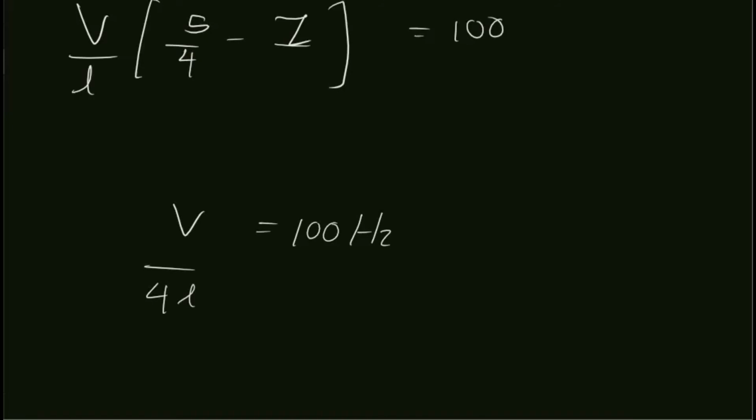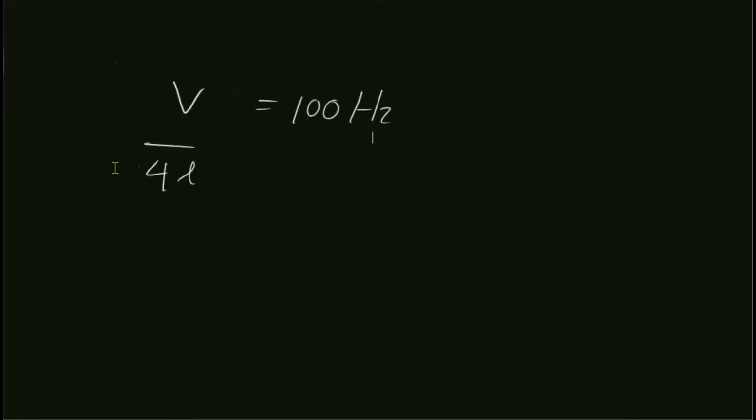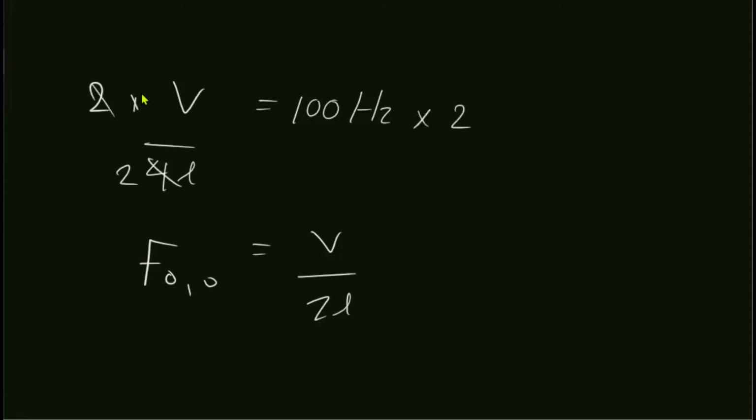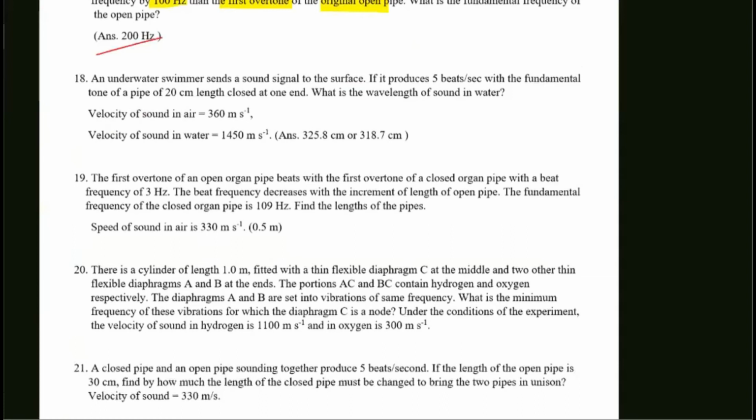So what they are asking is the fundamental frequency of the open pipe. So what is the fundamental frequency of an open pipe? It is V over 2L. So how can we make this V over 2L? Multiply both sides by 2. In that case, this is going to get cancelled and you are going to get V over 2L, the fundamental of the open tube, which is going to be 200 hertz. So the answer is, as mentioned, 200 hertz, right?